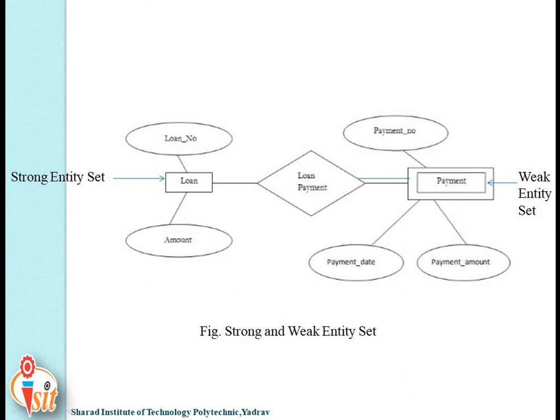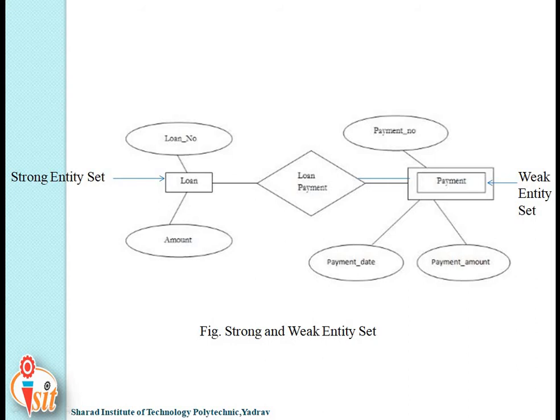Now we will see the example of strong and weak entity set. The figure shows an example to understand the concept of strong and weak entity set. Here consider the following entities: entity loan with two attributes, loan number and amount, and the second one is entity payment with different attributes like payment number, payment date and payment amount.